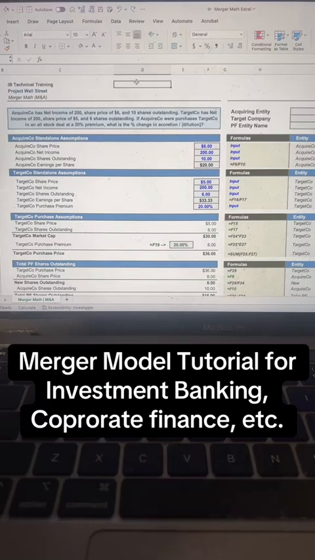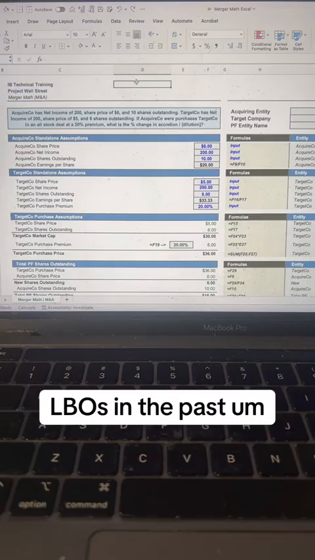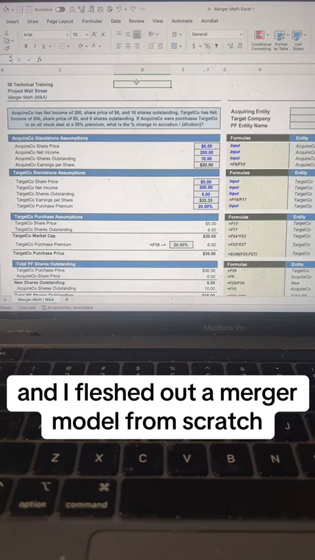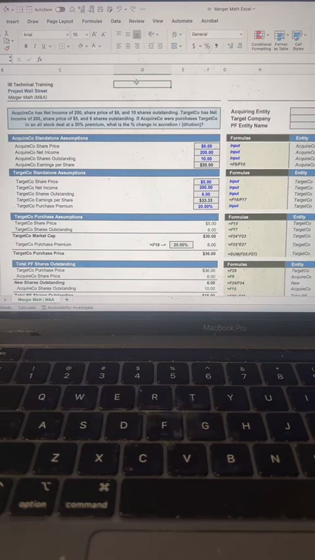Let's talk merger models, more specifically, merger math, accretion dilution stuff, everything you're going to need for your investment banking interviews. I'm going to do this a little bit differently than I've done the paper LBOs in the past. The main difference here is that I went ahead and fleshed out a merger model from scratch ahead of time that we can walk through. Why did I do that?